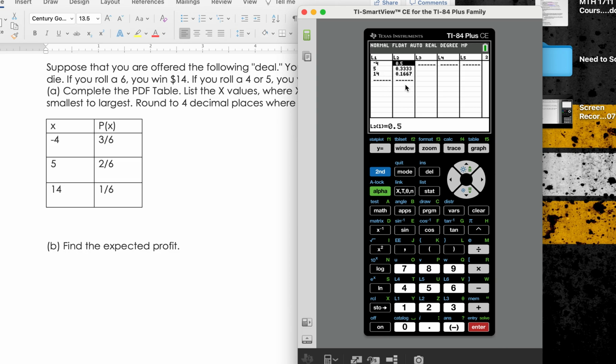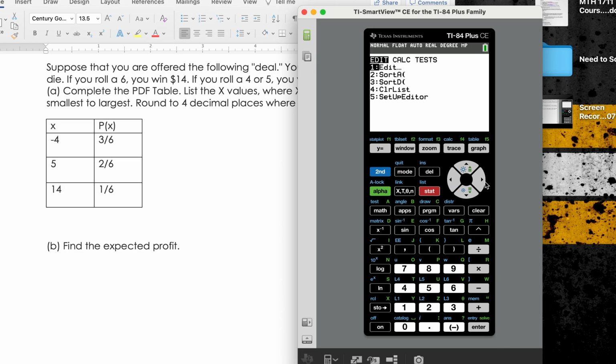Once I have my table set up in here, I'm going to go to Stat, then over to Calculate, and choose one-variable stats. The list of my X values will go here. Whatever I put my probability list in is going to be my frequency list. So your probability list is going to go for frequency list. That's my L2. Then I'm going to go to Calculate. And your mean is going to be your expected value.